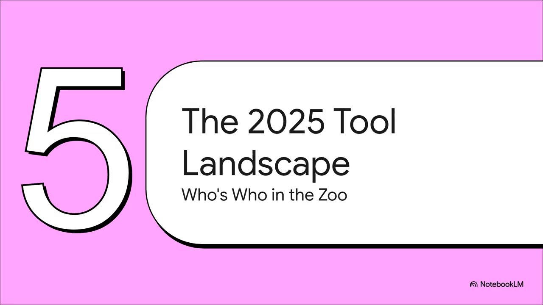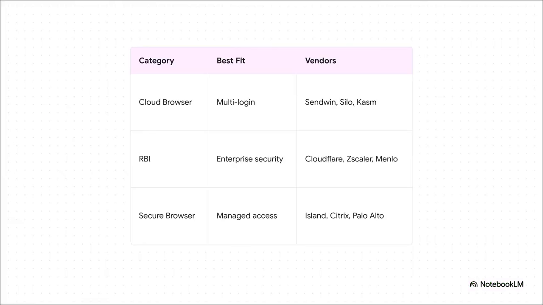So, now that you have a framework for choosing, let's take a quick peek at the landscape. Who are the big names in the market today? Where should you even start looking? This table from our source material does a great job of laying it all out. If you need multi-login and team sharing, you're looking at cloud browsers like Sendwin. If you need that heavy-duty enterprise-grade security, you're looking at the RBI players like Cloudflare and Zscaler. It gives you a really clear starting point for your own research.